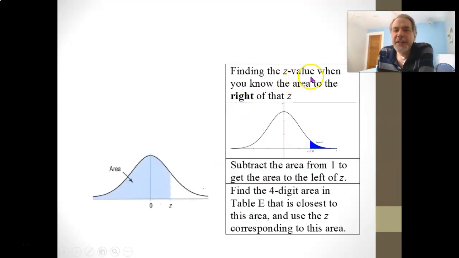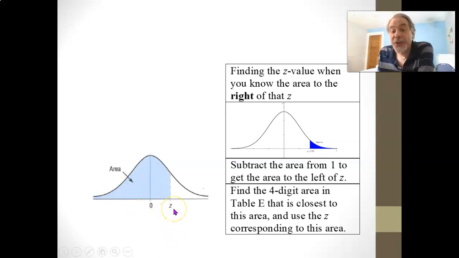Now, what about finding the z value when you know the area to the right of that z? Like if we know what this area is over here on the right, what's the z-score that marks the cutoff separating that from the rest of the area? Remember, the table gives us the area to the left. It relates z-scores with areas to the left. So before we can use that table, we need to know one of those two things.